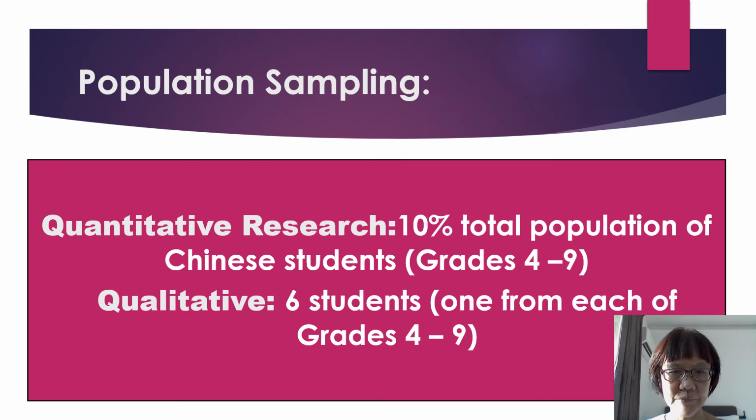With regard to the population sampling, for the quantitative research, it will be 10% of the total population of Chinese students that are in grades 4 to 9 in this particular international school. For the qualitative research, it would include 6 students, 1 that would be taken from each of grades 4 to 9.